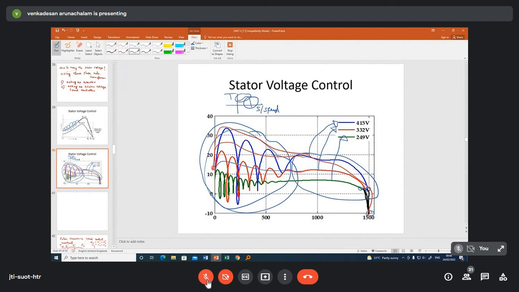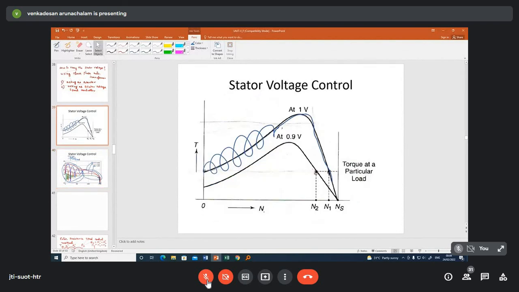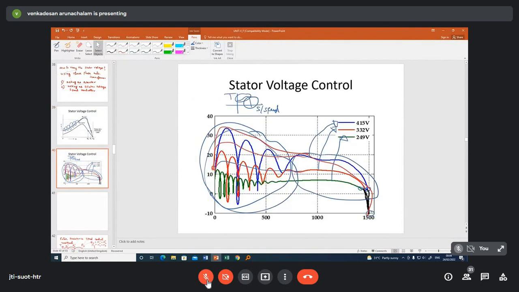So any doubt in this graph? This graph is the torque characteristic, that's all. The transient is also included. Whatever graph we have seen here, that is the steady state torque speed characteristic. You have to take only the average value. Any doubt?